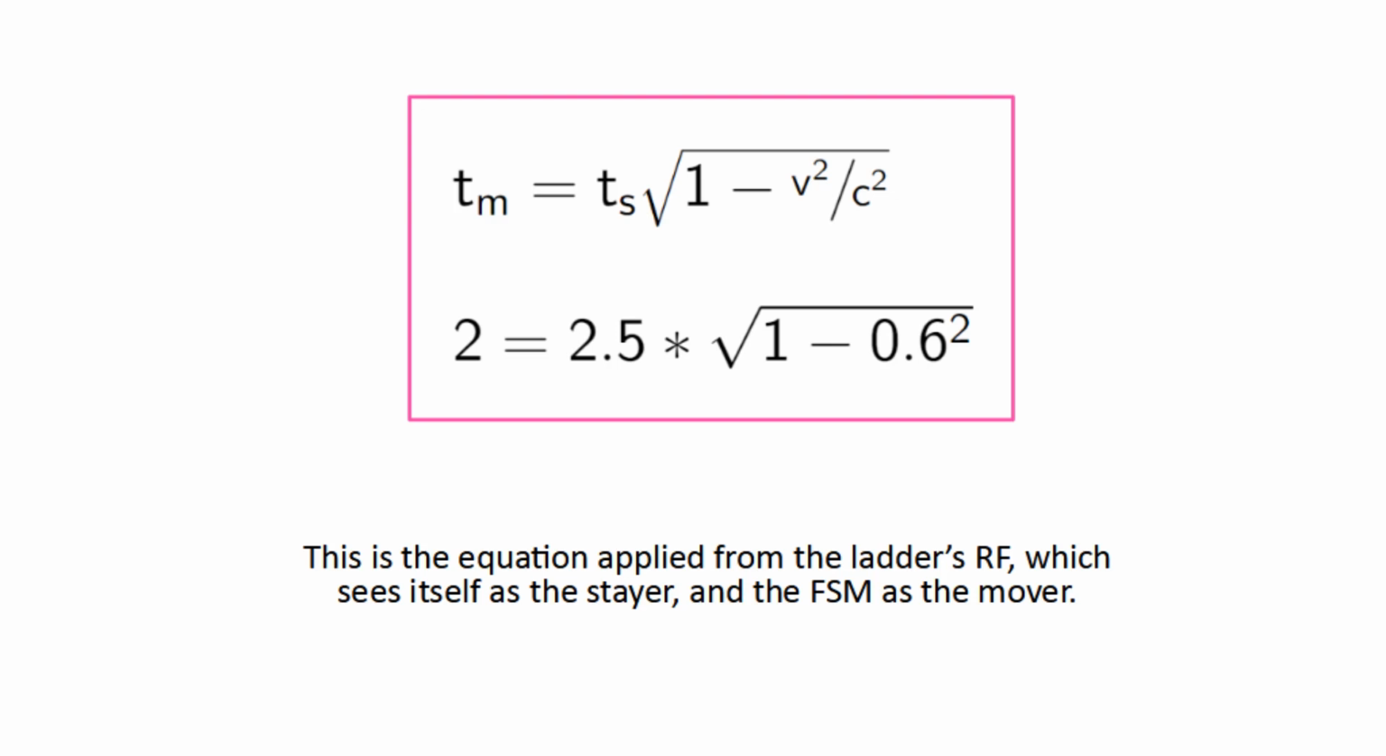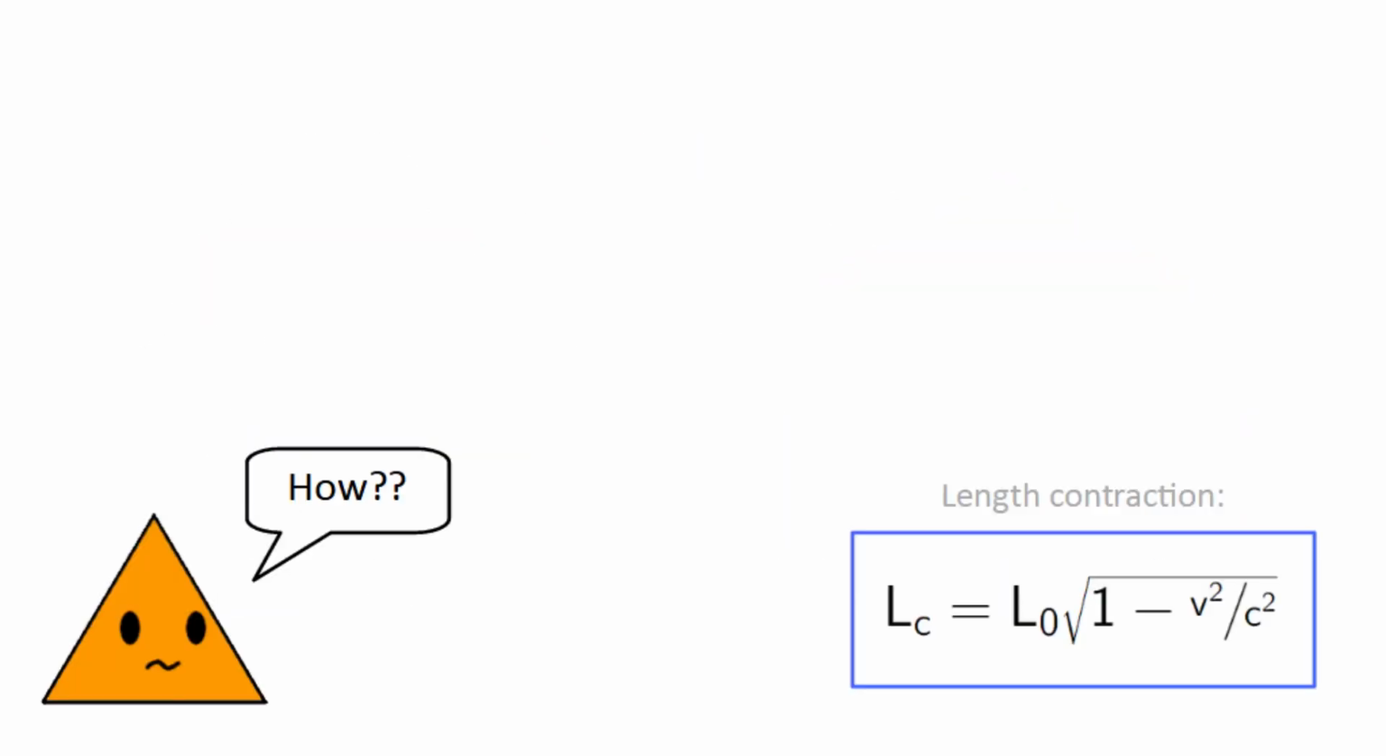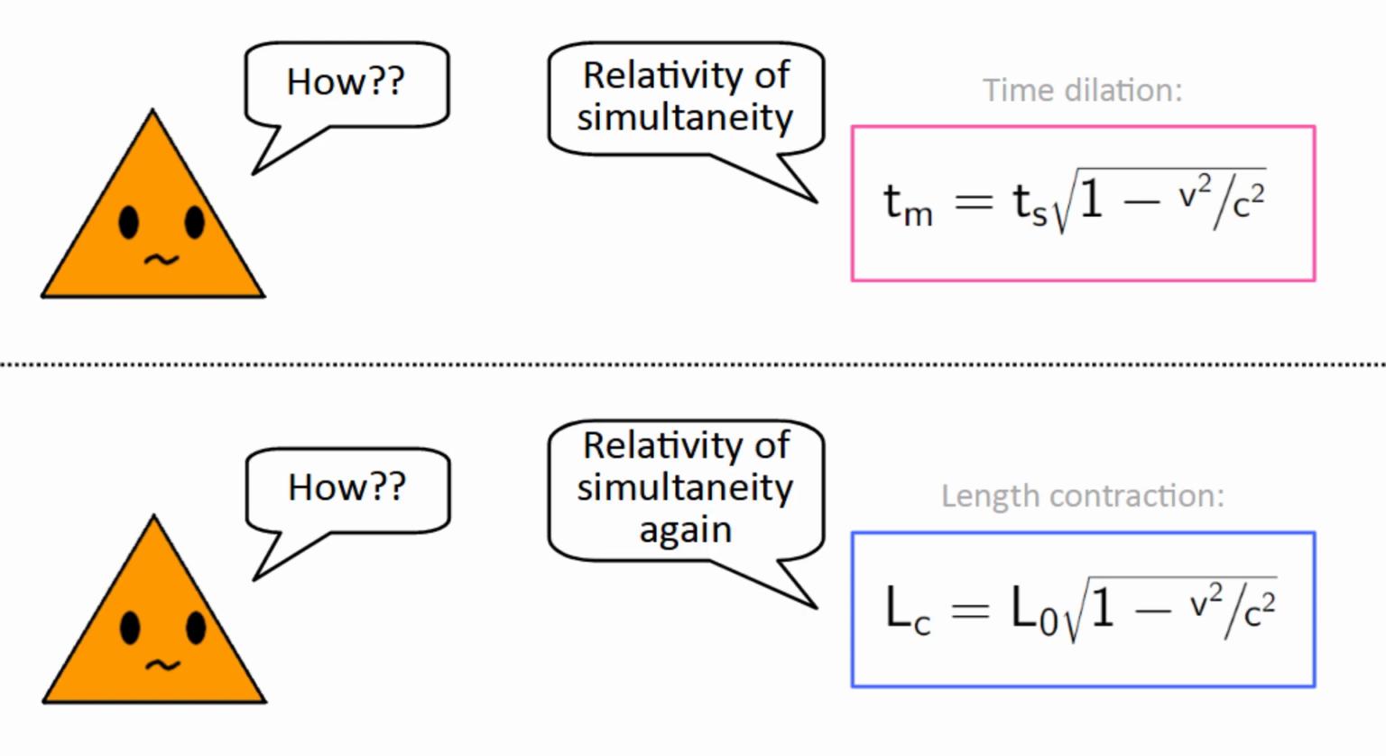I think this example really shows the beauty of special relativity. Length contraction seems like it would cause problems, but when you remember relativity of simultaneity and do some calculations on an example, it all works out. There's still one thing we haven't tried though.